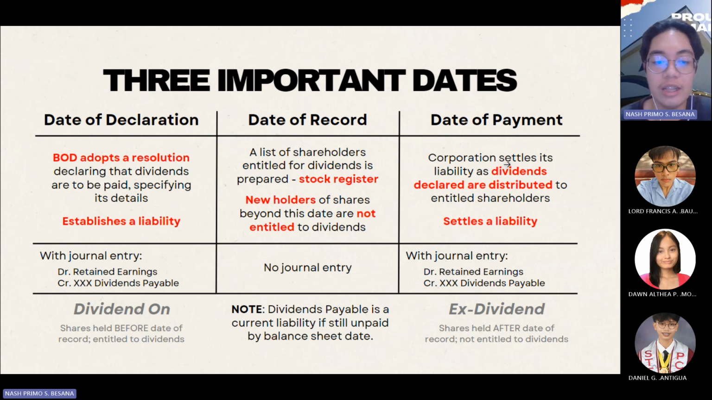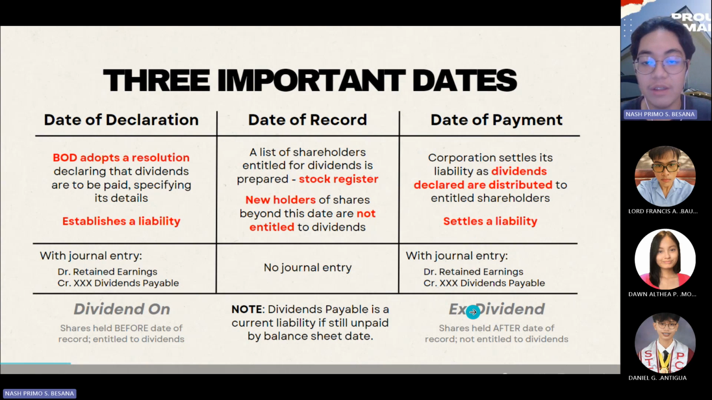So meron tayong journal entry, which is dapat kabaliktaran netong first one. So dapat debit yung dividends payable kasi we would be closing the liability. And then credit pala dapat, yung asset na ibibigay niyo. For cash dividends, we would credit cash. Sa property dividends, we would credit kung ano mang asset yung ibinigay. And then sa stock dividends, later, meron din siyang own credit side.